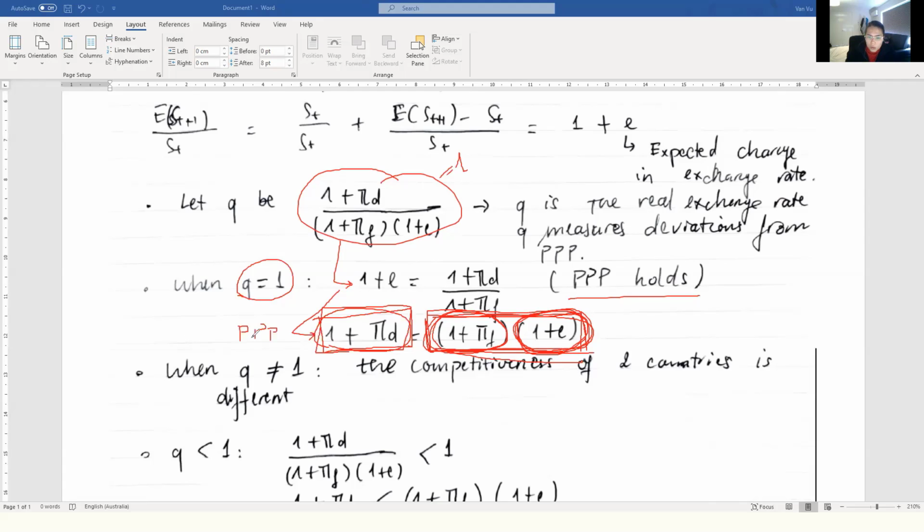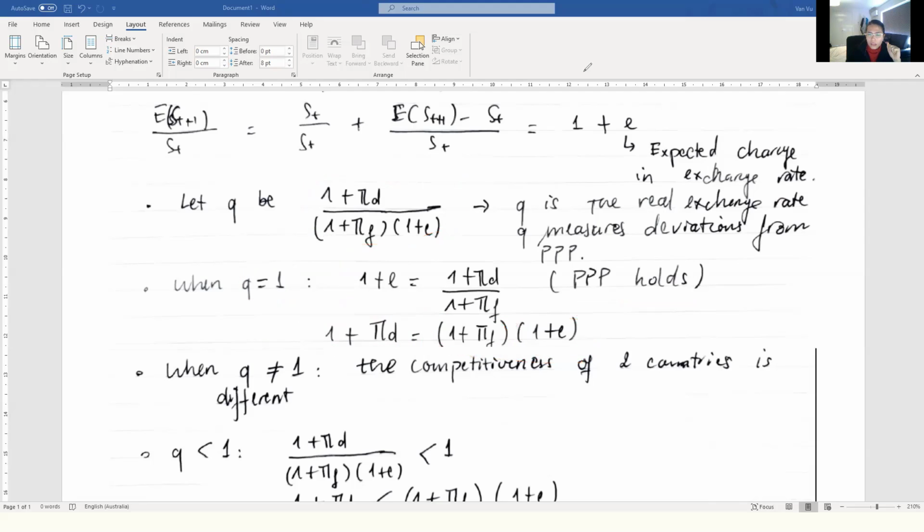So when PPP holds, that means whatever I pay in the domestic country is equal to whatever I pay in the foreign country. Okay. So in this case, the competitiveness of the two countries is exactly the same. So it doesn't matter where I buy goods and services from, I'm going to pay the same price. Okay. As a result, it doesn't matter for me as a consumer to buy from either country, either from the domestic country or from the foreign country. Okay. So in this case, the competitive positions of the two countries are in equilibrium.